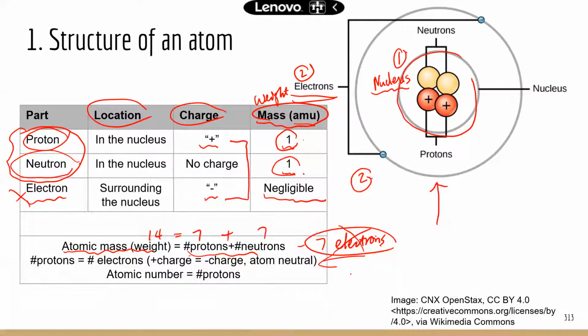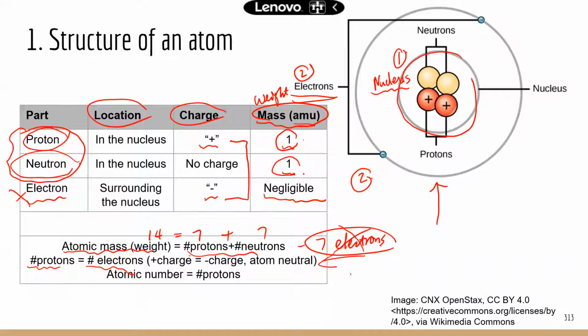Okay, next one, number of protons equals number of electrons. We talk about the atom as a whole being neutral. That's because the number of protons is the same as the number of electrons, so that all the positive charge carried by the protons equals the negative charge of all the electrons. So they cancel out. Atoms are neutral.